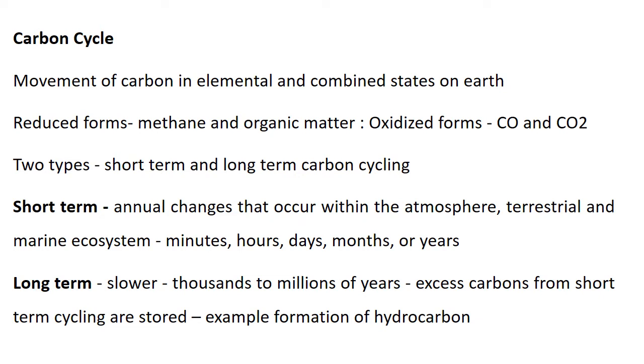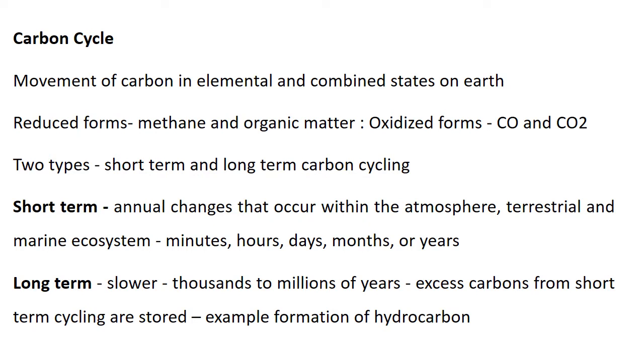In general, the carbon cycle is divided into two: short-term carbon cycling and long-term carbon cycling. This division is based upon how long the carbon cycling takes to occur. Short-term carbon cycling involves the annual changes that occur within various spheres of Earth, such as the atmosphere, terrestrial and marine ecosystems, etc. This is termed short term since the movement of carbon only takes a relatively short time, that may vary from minutes to years.